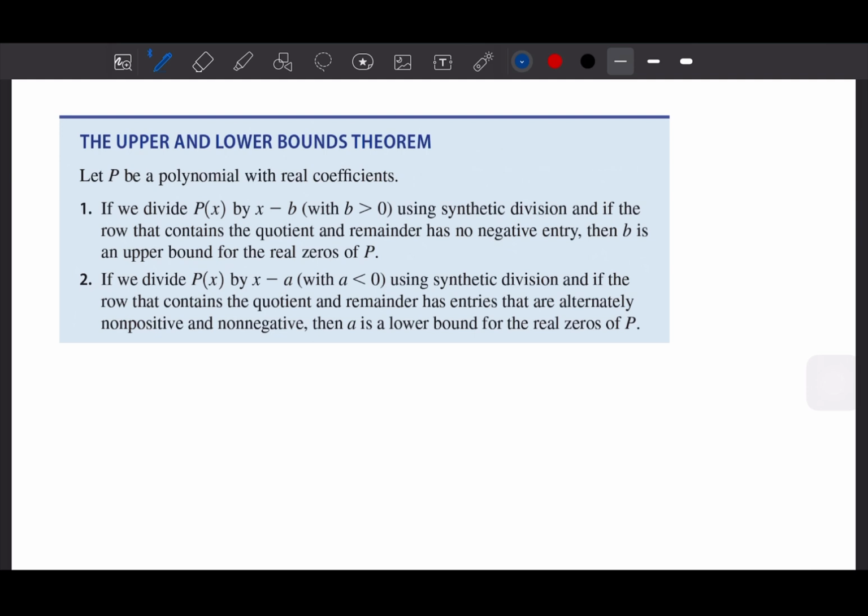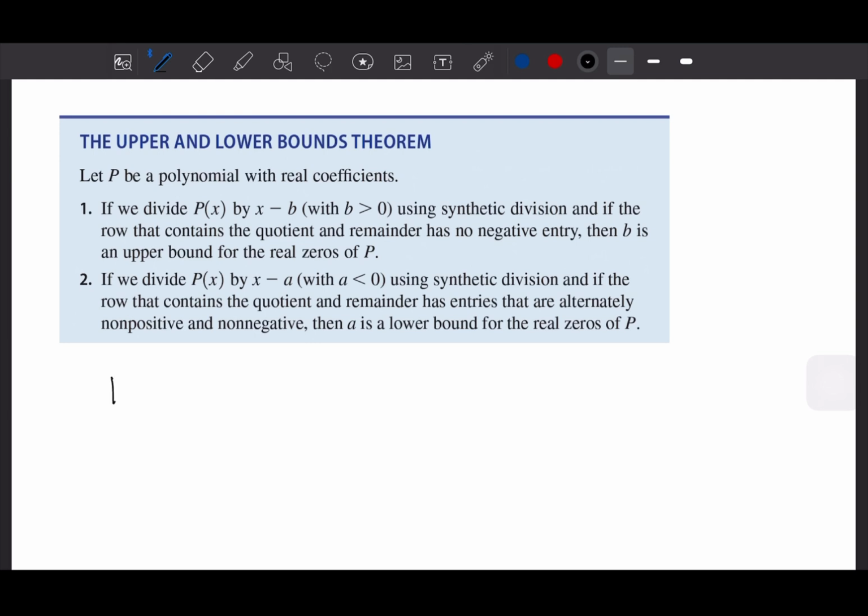And if we divide by another term, which is x minus a, with a being a negative number, then the last row, or the results row, is alternating non-positive and non-negative, then a will be a lower bound. Okay, so I think we could just take some example.